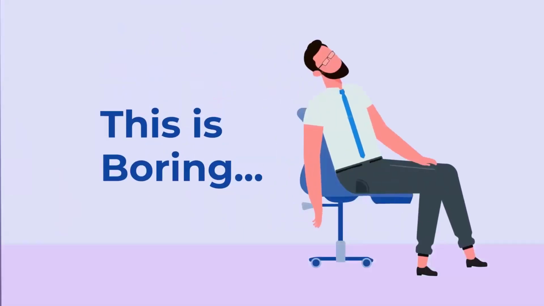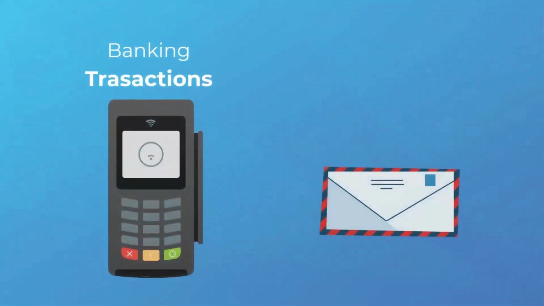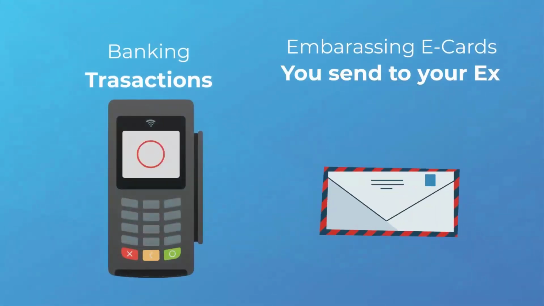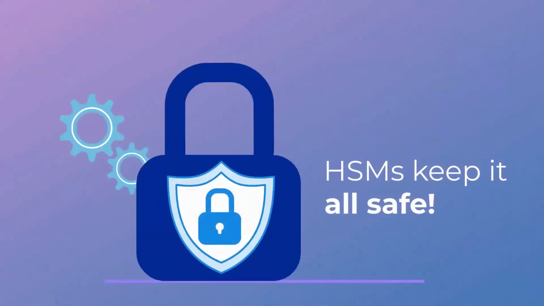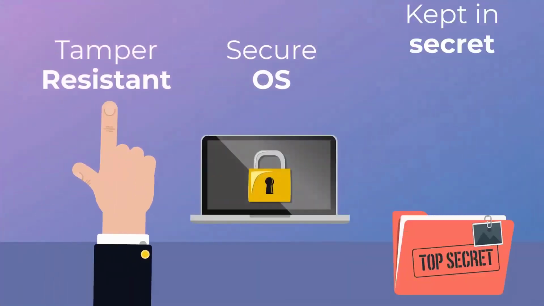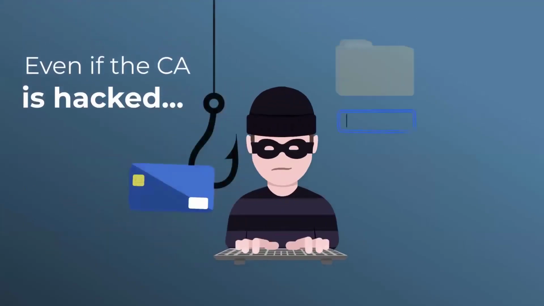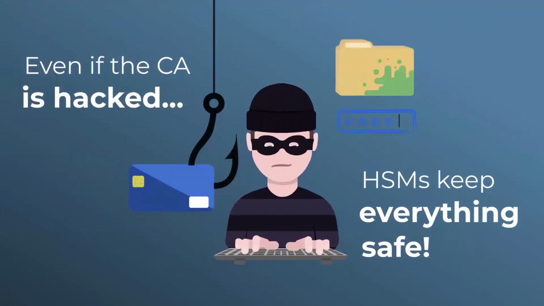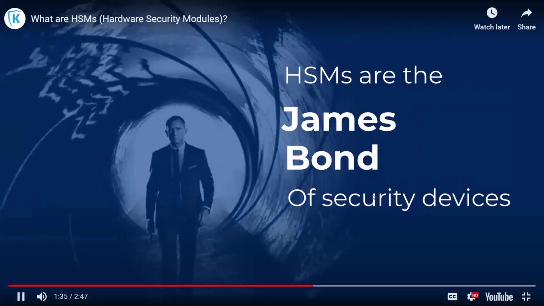cyber villains. If this all sounds a bit boring, I say, yes, it is. But it's crucial, because everything, from banking transactions to those embarrassing e-cards you send to your ex on Valentine's Day, rely on HSMs to keep data safe. HSMs have features making them virtually untouchable. They're tamper-resistant, have their own secure operating system, and are kept in top-secret locations. Even if the CA is hacked, HSM prevent key theft. They're basically the James Bond of security devices.